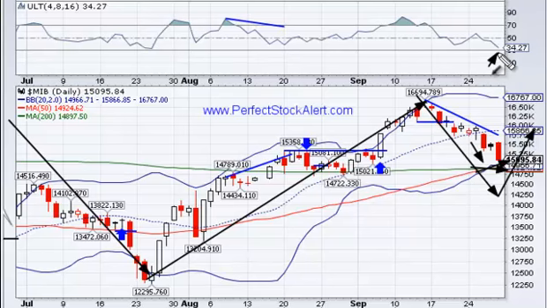Again, note the ultimate oscillator down here at 34.27. It gets down there at that level, the 30 level, it gets extremely oversold. We've seen this before, okay? So these are areas that you want to be watching for reversals. Again, I wouldn't buy it now, but I'd be watching it next week for a reversal.